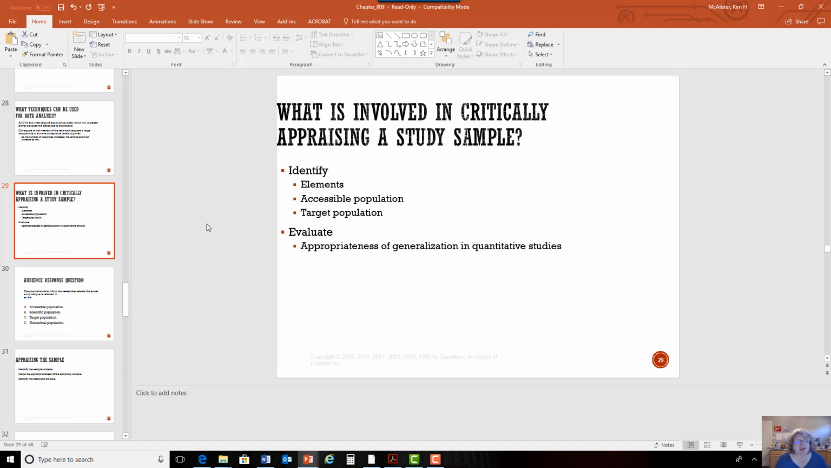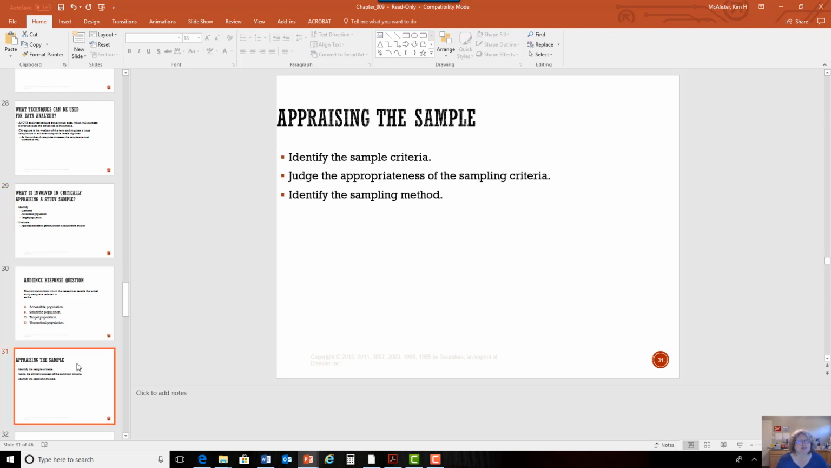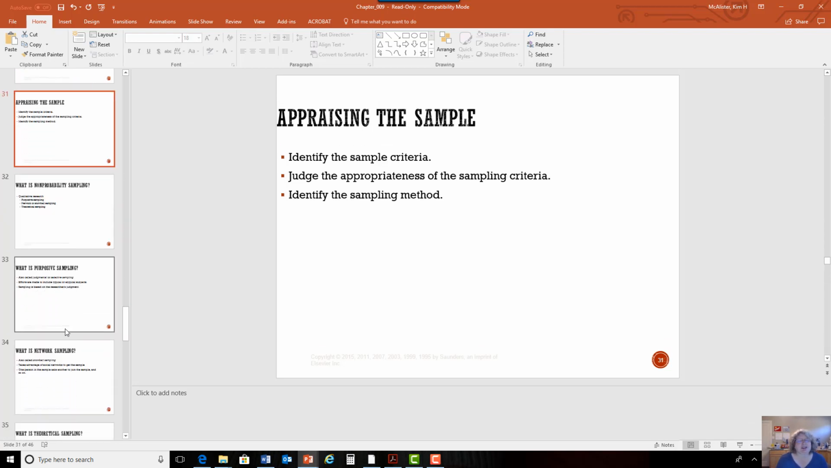So when you're trying to critically appraise the study sample, you need to be able to tell what was the inclusion criteria, who was the accessible population and the target population, and then look at how generalizable the results of the study were. You want to look at what the criteria were for inclusion and look at how appropriate that was. So how appropriate was the sampling criteria in relation to the study that was carried out? And then you also want to look at what was the sampling method.